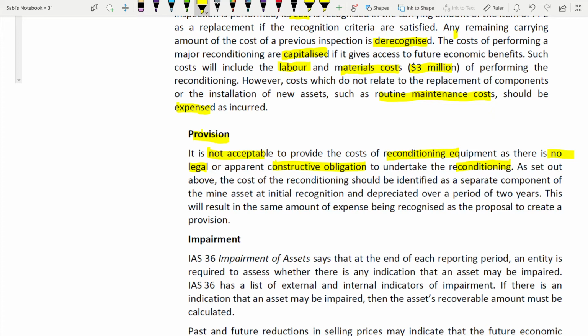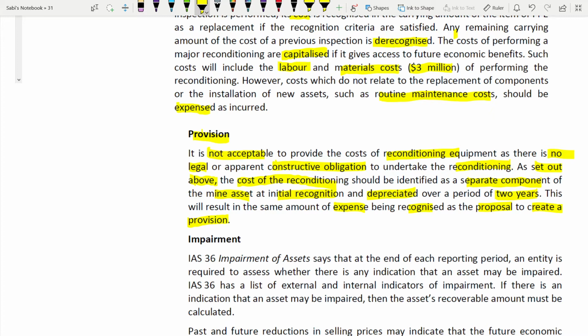As set out above, the cost of the reconditioning should be identified. You need to write like this when you want to use something from above, so you are not repeating every time or writing the same things again and again and wasting time. So as set out above, the cost of the reconditioning should be identified as a separate component of the mine asset at initial recognition. You are capitalizing it. So if you are capitalizing it as part of an asset, you should depreciate it over a period of 2 years. This will result in the same amount of expense being recognized as the proposal to create a provision.